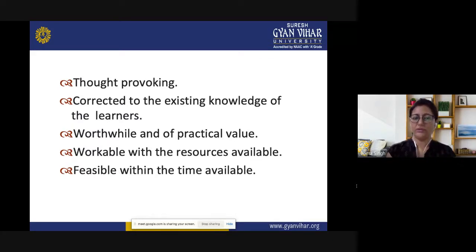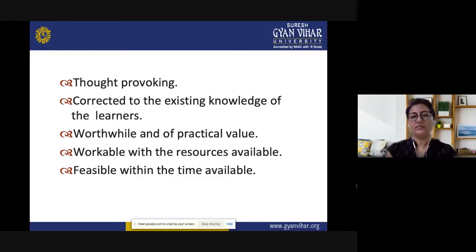It should be thought provoking. They should be able to think why, what, how. These kinds of questions should come to their mind. It should be connected to the existing knowledge of the learners. It should not be above their age or their mental level. It should be at par with the existing knowledge of the learners. It should be worthwhile and of practical value.